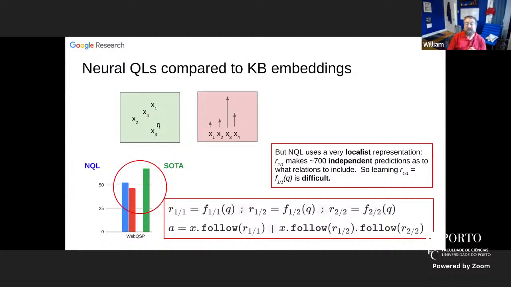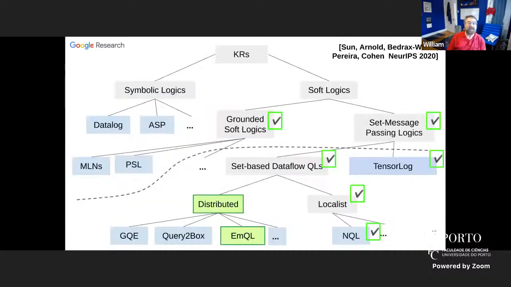And in NQL, I'm trying to predict into a high dimensional space, but I'm not using that technology. Instead, you're basically making something which is 700 independent predictions. And there are ways we can sort of patch that up, but that hurts you a lot. So if I look at the state of the art for this problem, NQL is actually quite a bit behind. Okay, so how do we fix that?